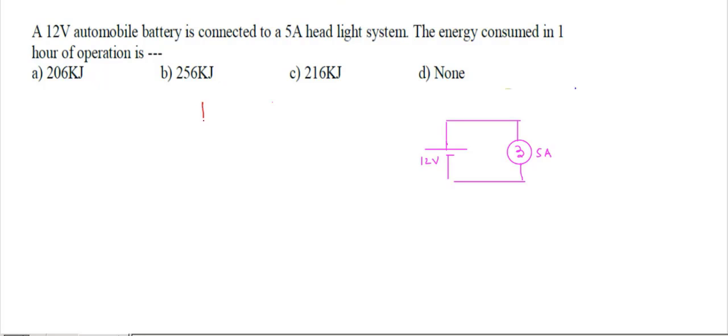We know that power is the time rate of flow of electrical energy, so energy equals power into time. I want to find the power. Power equals 12 volts and 5 amperes going through this lamp. So 12 into 5 into time, which is 1 hour, is the energy consumed in 1 hour. 12 5s are 60, into 1, so you get 60 joules. Answer is none.